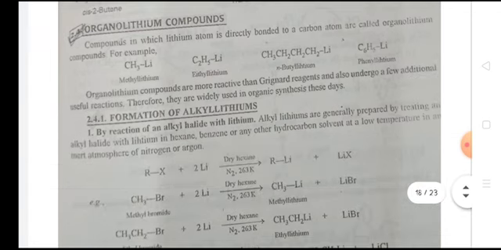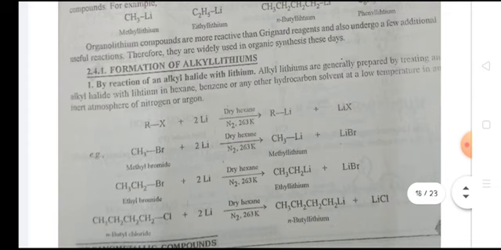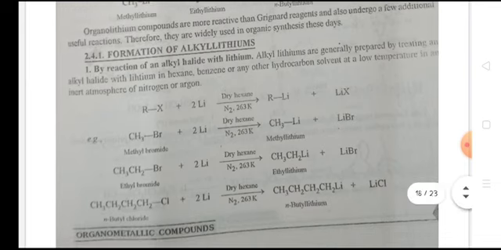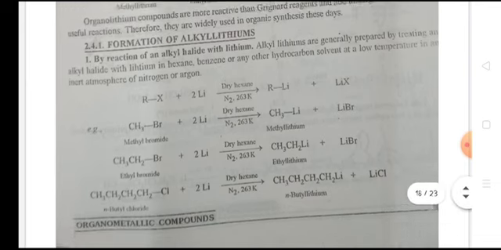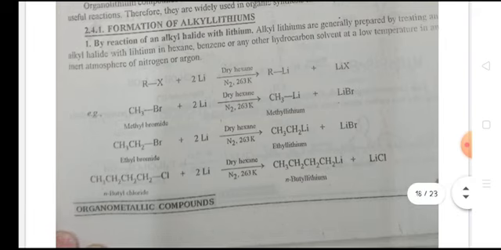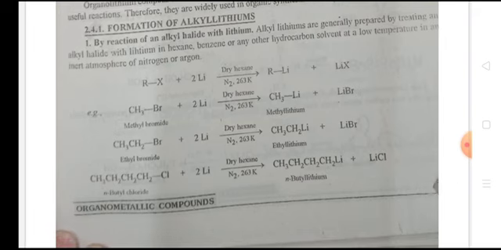Organolithium compounds. Compounds in which a lithium atom is directly bonded to a carbon atom are organolithium compounds. Organolithium compounds are more reactive than Grignard reagents and also undergo a few additional useful reactions. Therefore, they are widely used in organic synthesis these days. Formation of alkyl lithium by the action of an alkyl halide with lithium.